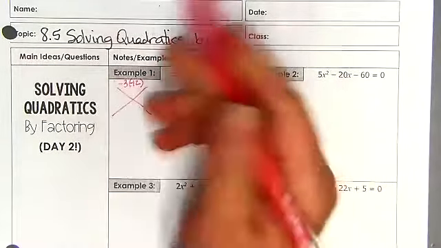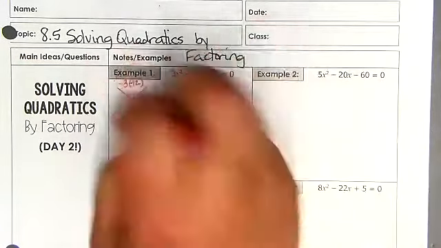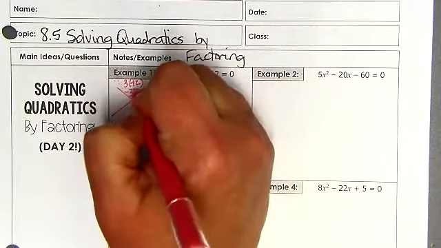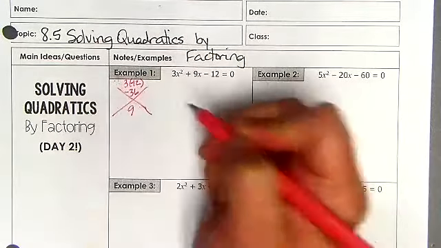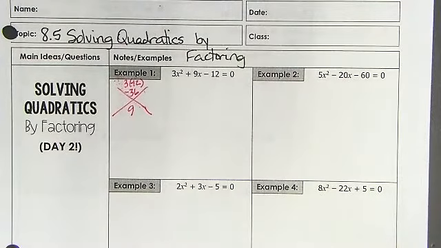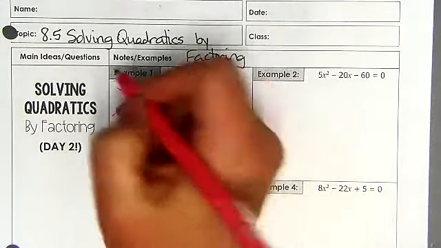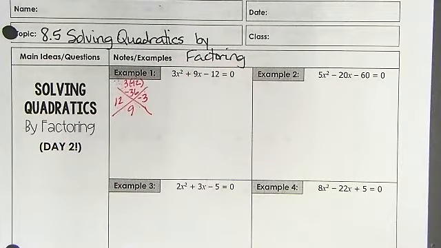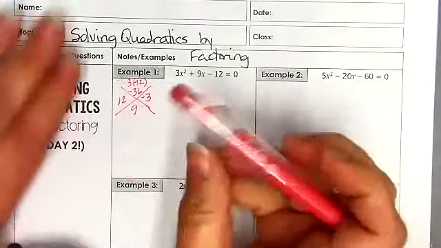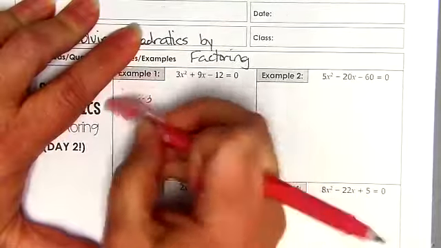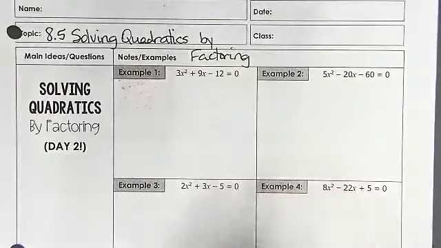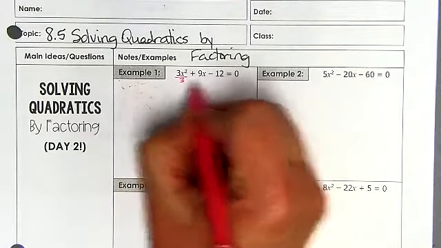Times negative 12. Negative 36 adds to equal 9. So that's going to actually be 12 times negative 3. Oh, I forgot to do what's supposed to be done first. Always look for the GCF first. Even as it's Friday. So we have to factor out the GCF.